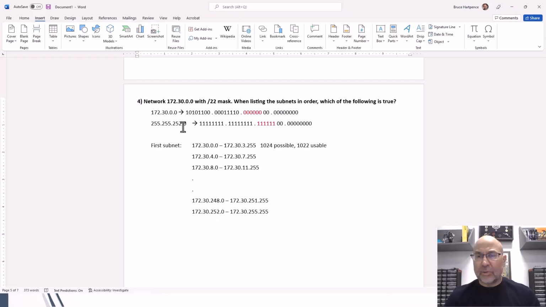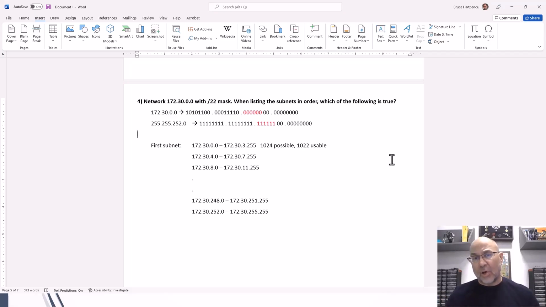It's helpful to write it all down and see what we're dealing with, right? It's just like a word problem that you used to do in math. So if we break this out into binary, and we're given the /22, that's just 8 plus 8 plus 6 more. So this is what the mask looks like. That right there is the bits stolen. And we just ask ourselves, how many subnets did we just create? Well, 6 bits stolen, no matter what network you're in, you're going to create 64 subnets.